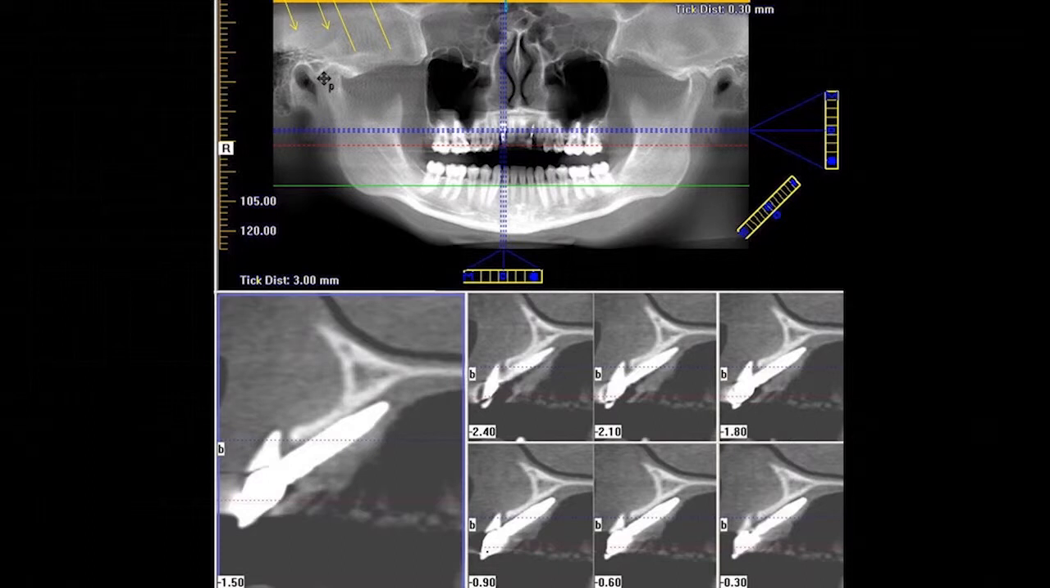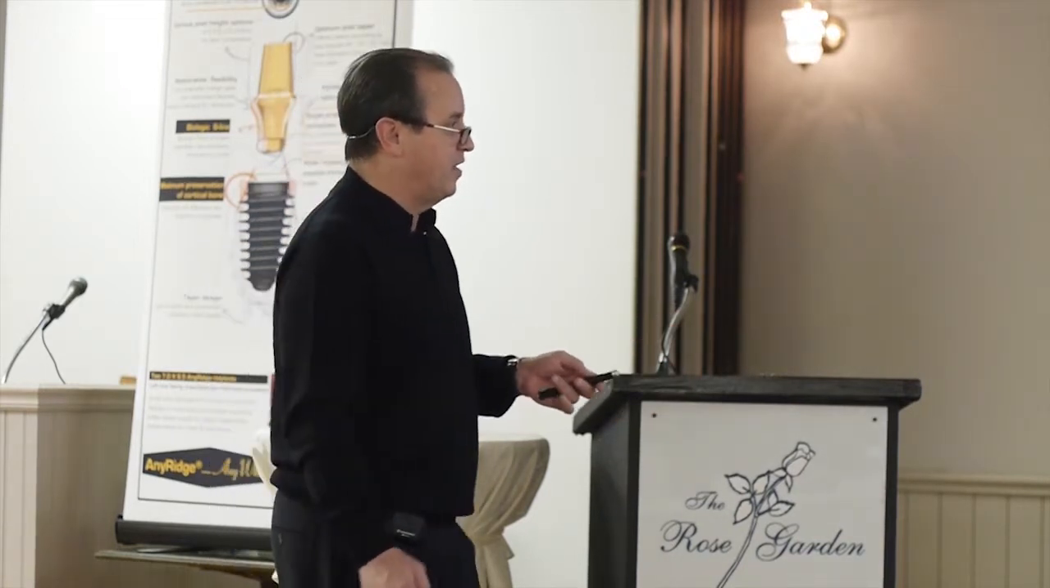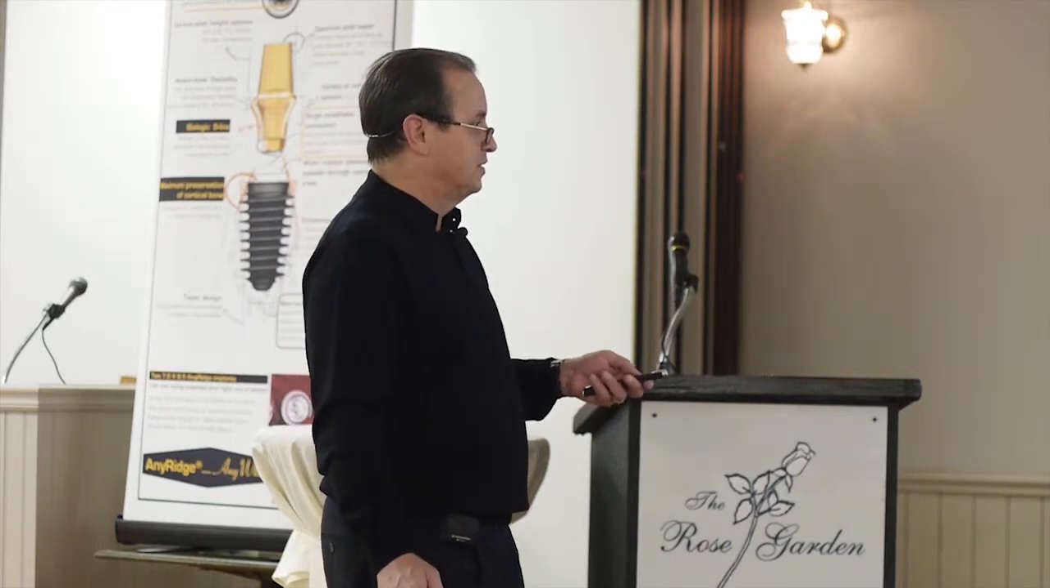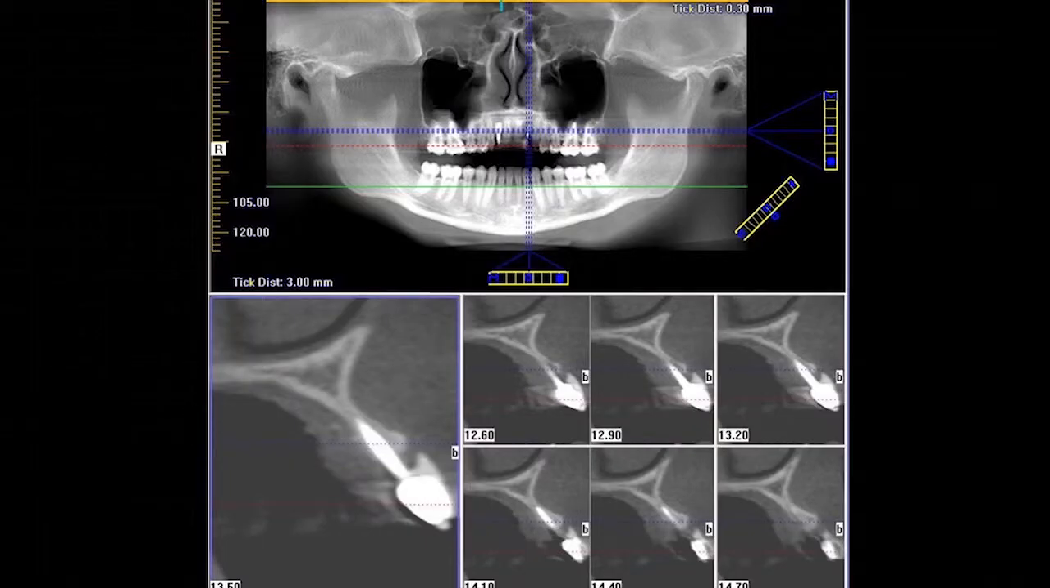So the implant is placed in the palatal tissue, basically, with this ridge lap right here. So how this guy didn't get sued over this deal, I don't know, but it came close. Here's the left side, which is a little bit more stable.